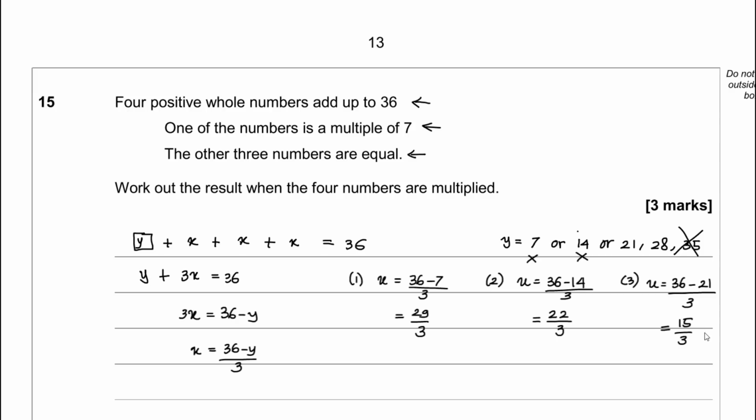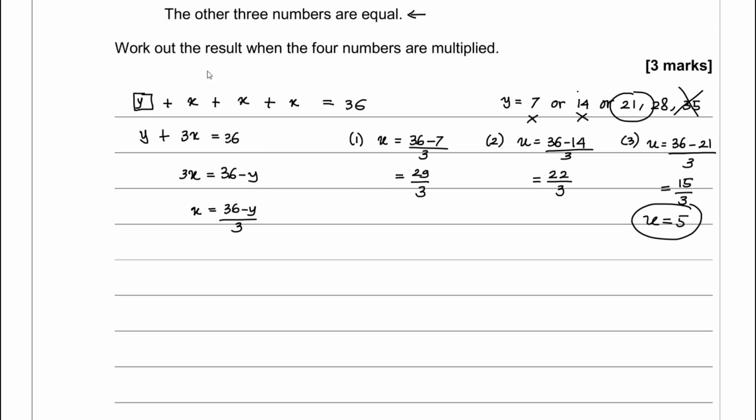So 15 divided by 3 is 5, so x is a whole number. We can say that y equals 21 and x equals 5. Then we need to find the result of the four numbers when they're multiplied. So we need to find y times x times x times x again. So it will be 21 times 5 times 5 times 5.